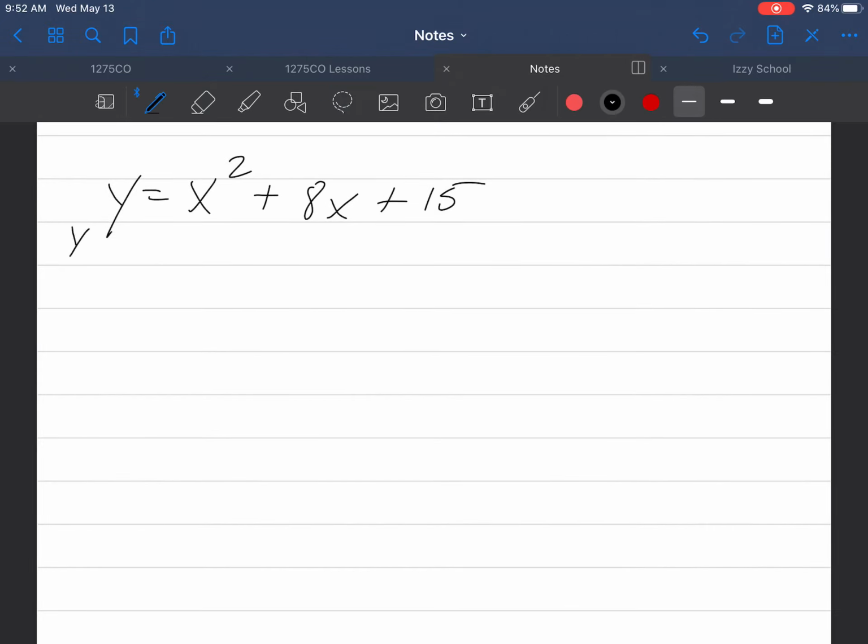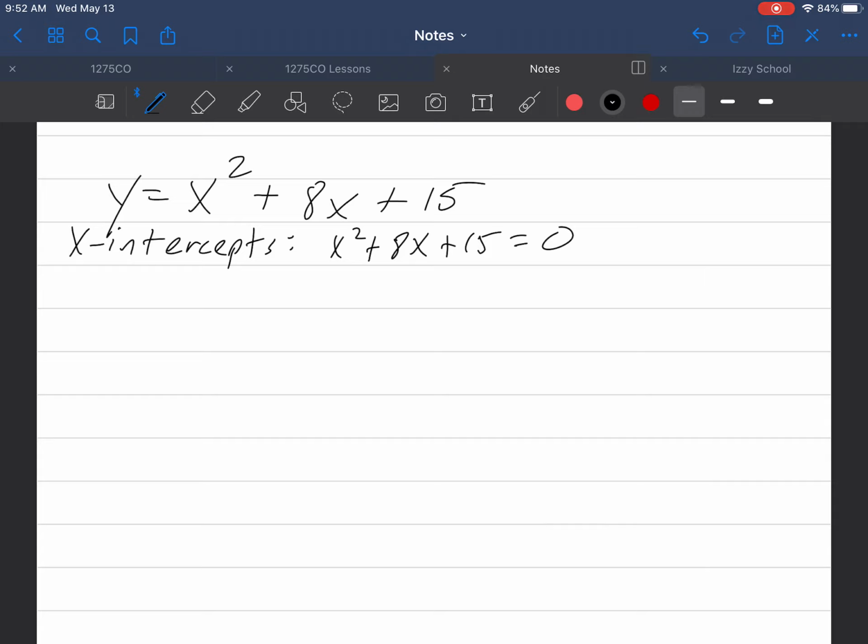So to find the x-intercept, and a parabola generally has 2. It's possible it can have only 1, but you should expect to have 2 x-intercepts on every parabola. It could have 0 also, it depends. But we're going to take this quadratic function, x squared plus 8x plus 15, and we're going to set it equal to 0 and solve this equation.